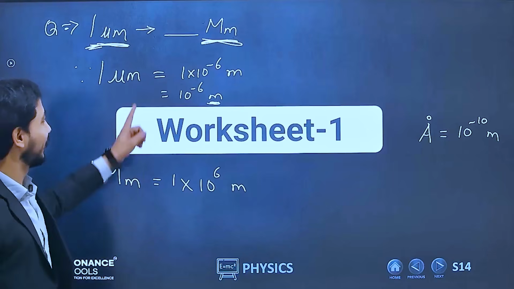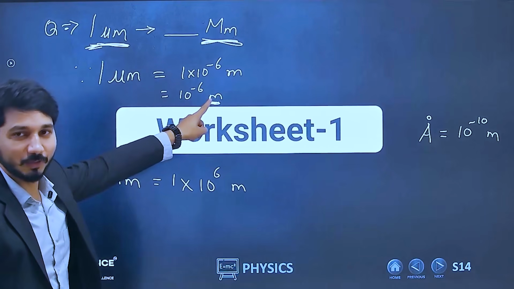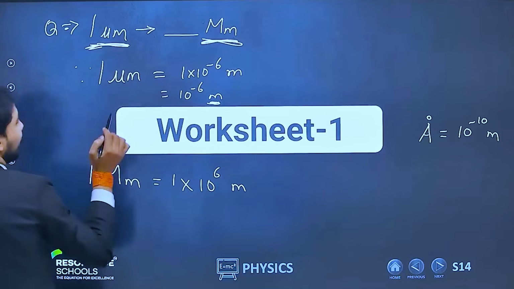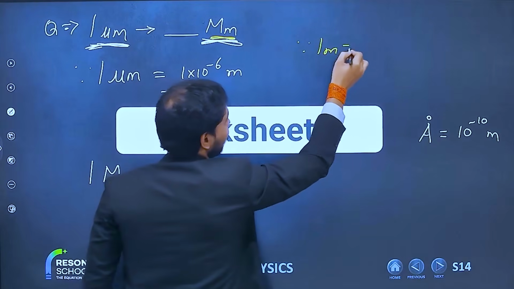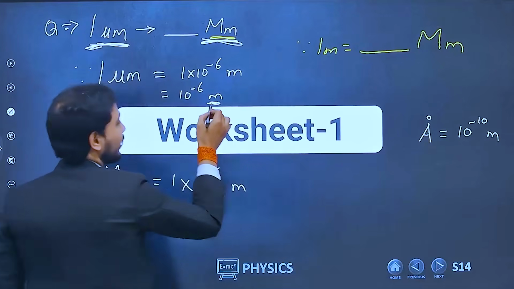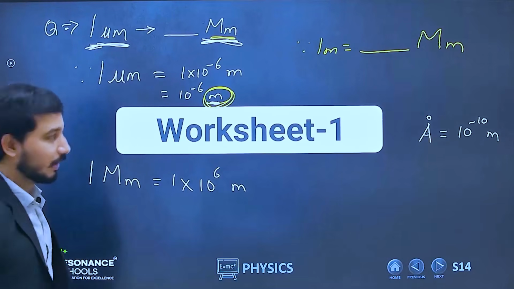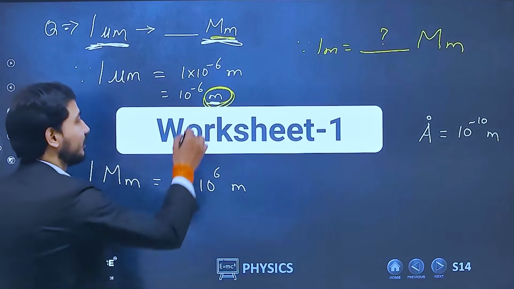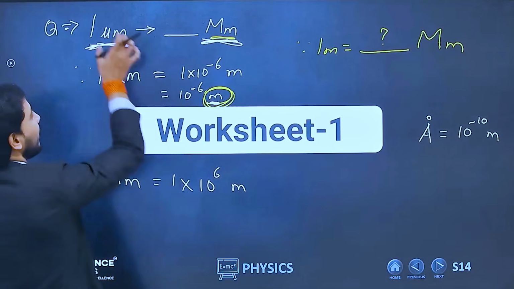Firstly, we have converted this 1 micrometer in meter, right? Now the next step is we want our answer in megameter. So if we can calculate 1 meter is equal to how much megameter, then what will we do? Simply substitute the value over here. If we get 1 meter is equal to how much megameter, we will simply substitute this value over here, and this will be our required answer.